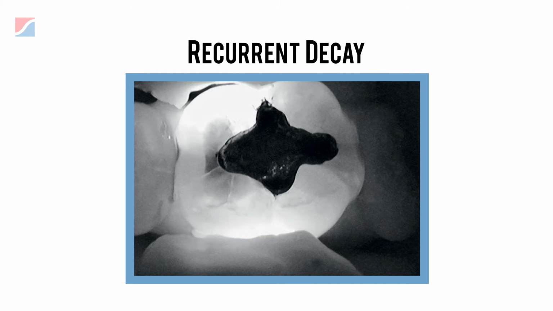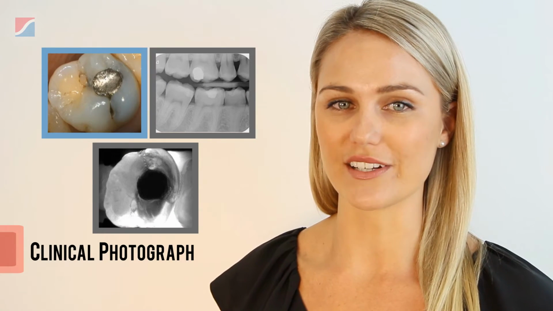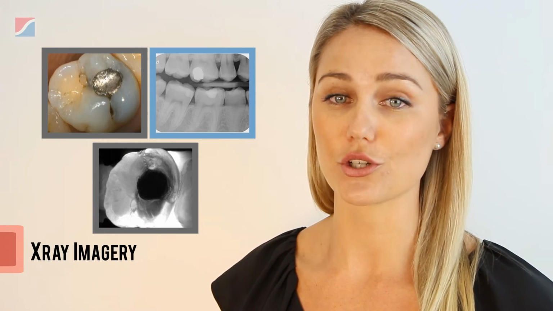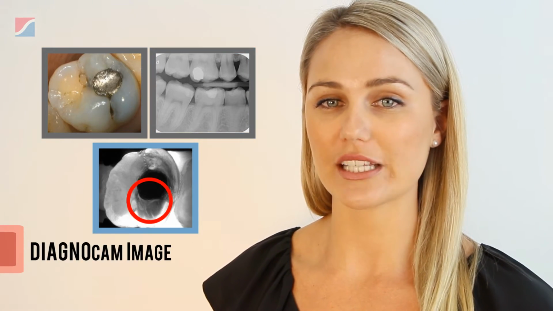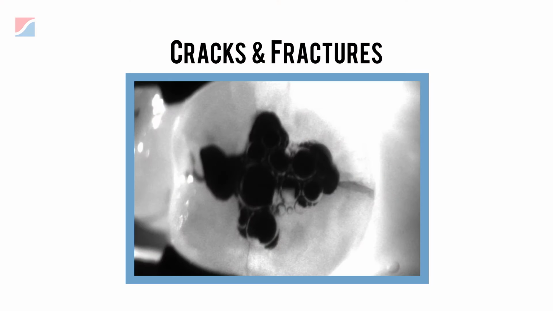For recurrent decay, it's going to show dark shadows underneath the amalgam restorations. That's essentially where the digital imaging and the fibre optic transillumination is transilluminating through the tooth. So what you see is a clear difference between where the amalgam restoration should be and where there is actually recurrent or secondary decay.